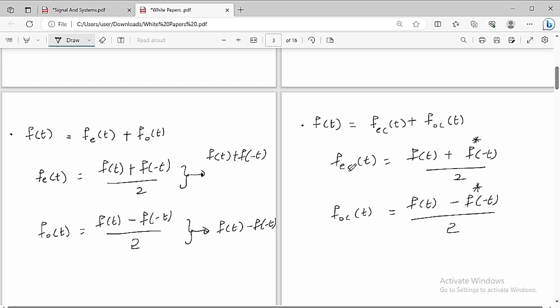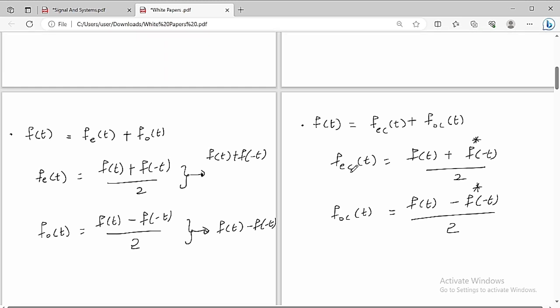For a complex even signal or even conjugate signal, the real part is even and the imaginary part is odd. It is basically a complex number, so let me write: this is the real part and this is the imaginary part. The real part is always even in nature, and the imaginary part is always odd in nature.